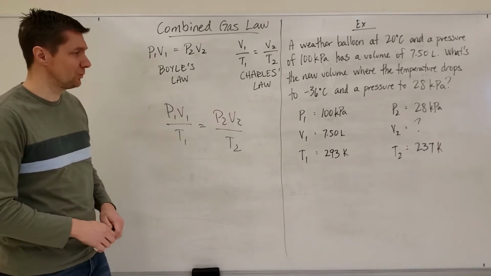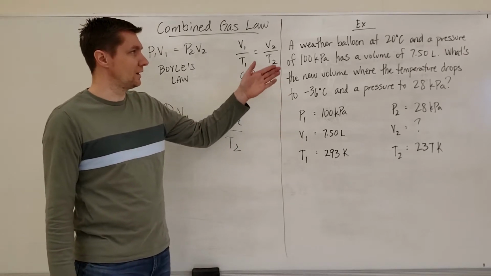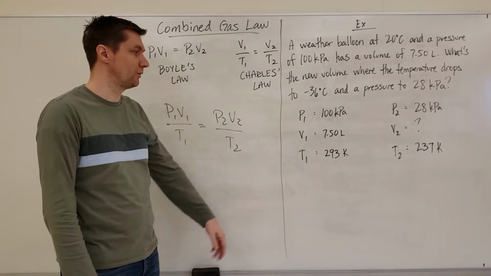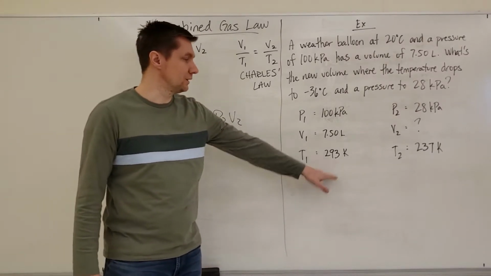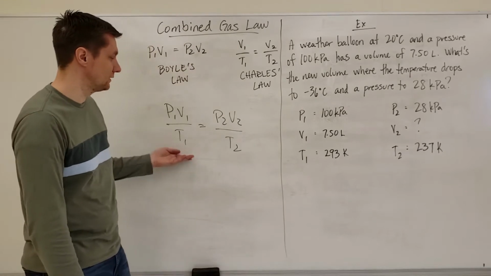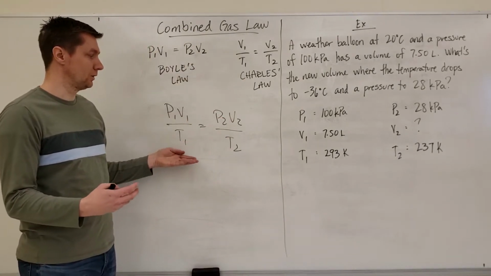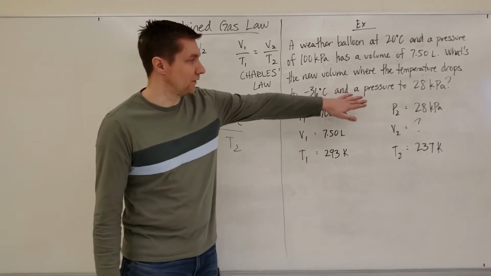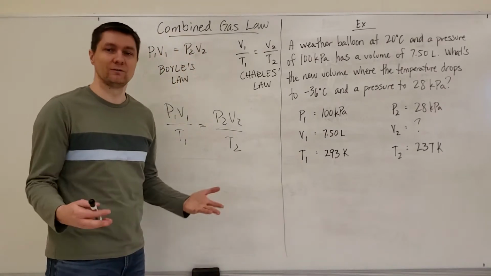Now here's an example to just kind of illustrate how to use this formula. We've got a weather balloon that's at 20 degrees Celsius, a pressure of 100 kilopascals, and a volume of 7.5 liters. Those numbers are all there. This is obviously in Kelvin, because again, this formula, combined gas law, is related to the Charles law formula. So these temperature values need to be in Kelvin. And then we've got a final pressure and a final temperature there listed as well. And we're looking for V2.